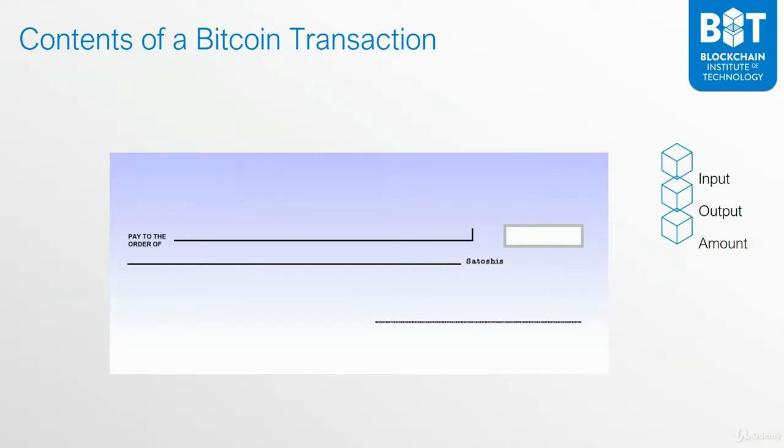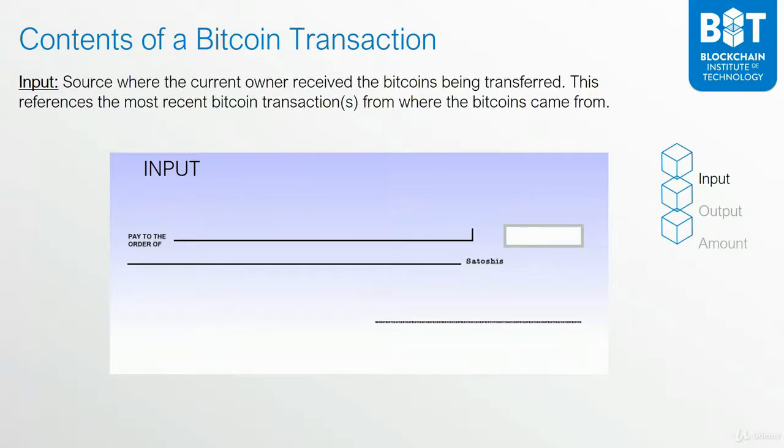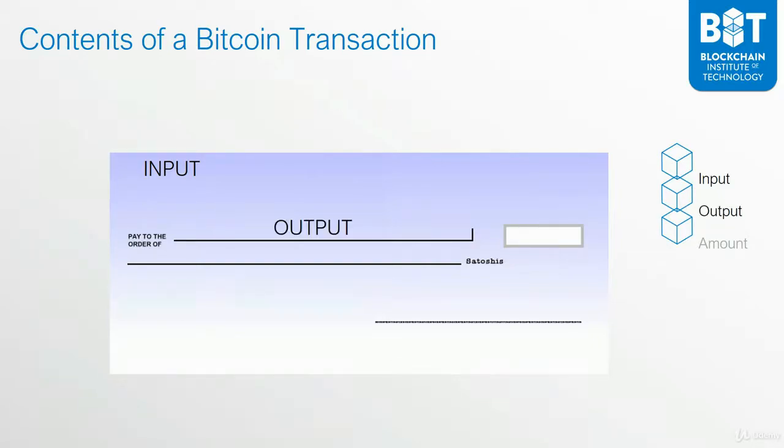If we think of a check as a Bitcoin transaction, the input corresponds to the source where the current owner of the Bitcoins received those Bitcoins from. It references the most recent Bitcoin transactions from where those Bitcoins came from. Notice I said transactions because the input can make reference to multiple transactions, and often for one specific transaction you may have to reference previous transactions in order to add them all up and get the amount needed to transfer.